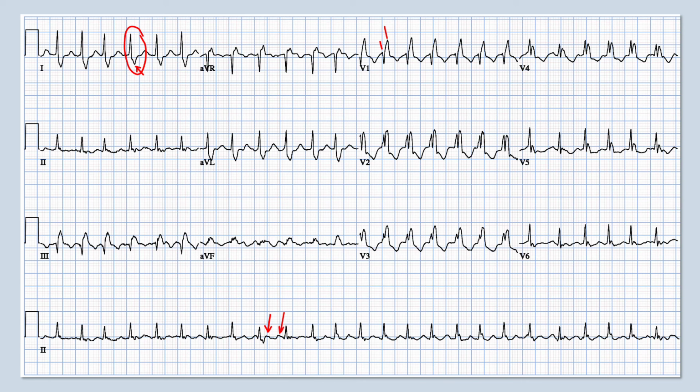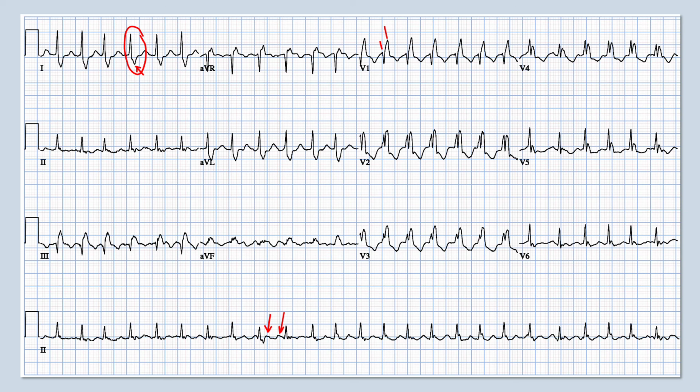Atrial activation is a depolarization, and depolarization is generally sharp. T waves are repolarization, and repolarization is smooth. So these are sharp waves in between, outside the bounds of the QRS, and I see two little waves here at a rate of about 300. This makes me think this is probably flutter, and there are more A's than V's.